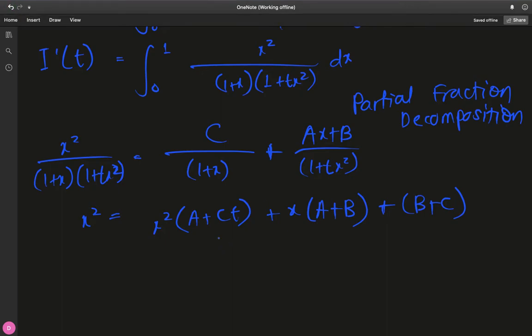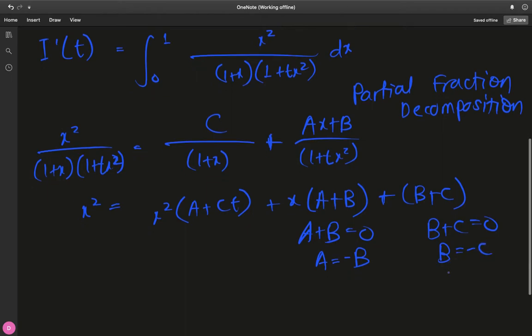So comparing like terms on both sides, notice that there is no x term on the left hand side. So this means our a plus b must equal 0. And also we had no constant term, so that means b plus c should also equal 0. So this means a equals negative b and b equals negative c.